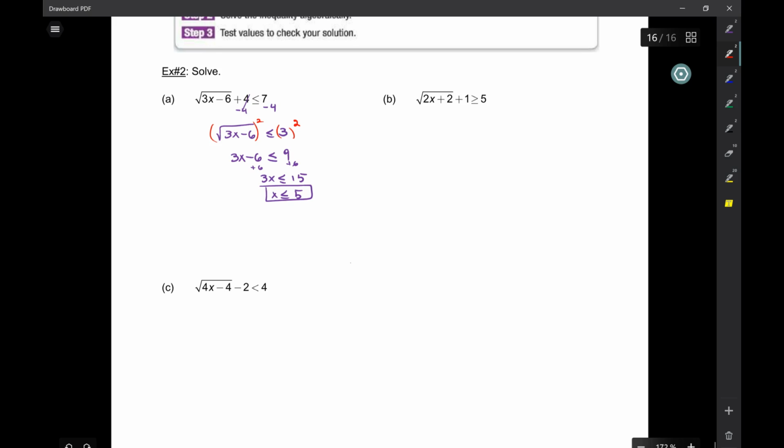The added component is that the thing inside can never be negative, right? You can never have the square root of a negative number. So now, here I'm saying x can be anything less than or equal to 5. Does that work? Let's look at this on a number line. Here is 5, and now we're saying anything below 5 is a solution. Anything below 5 works, guys.